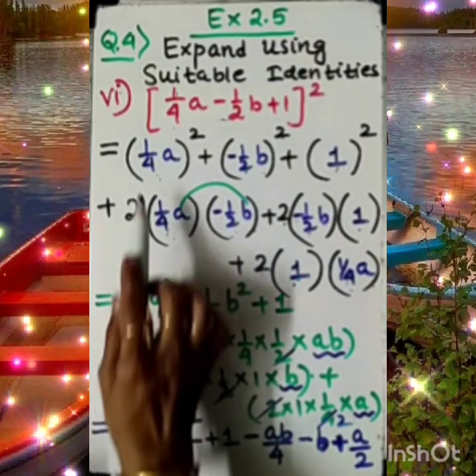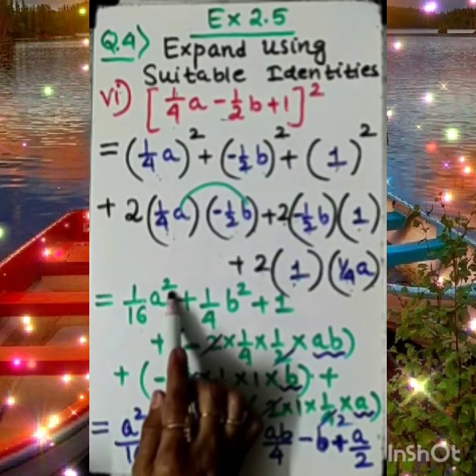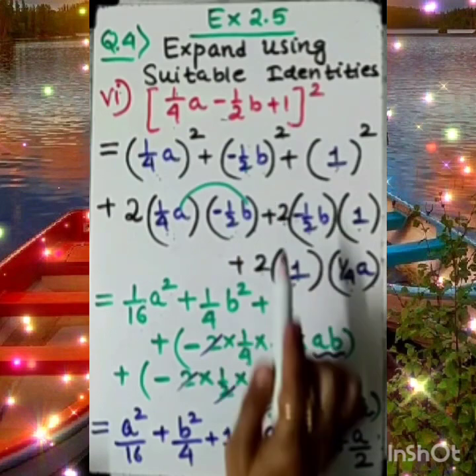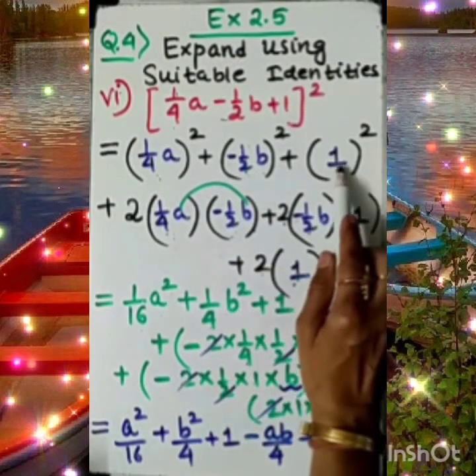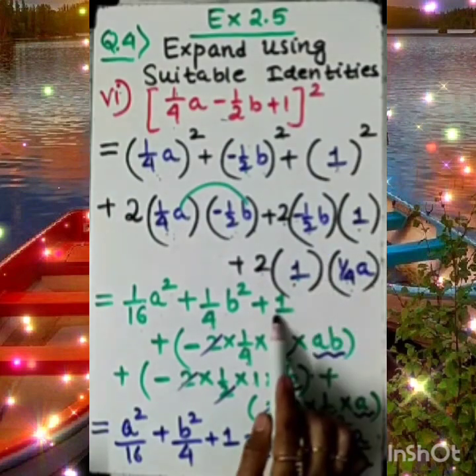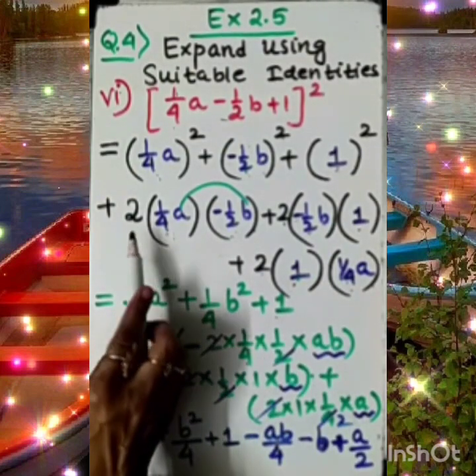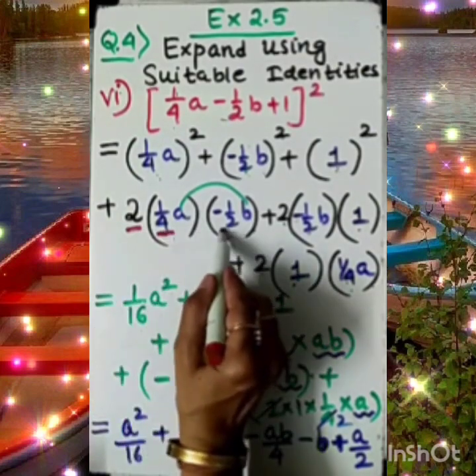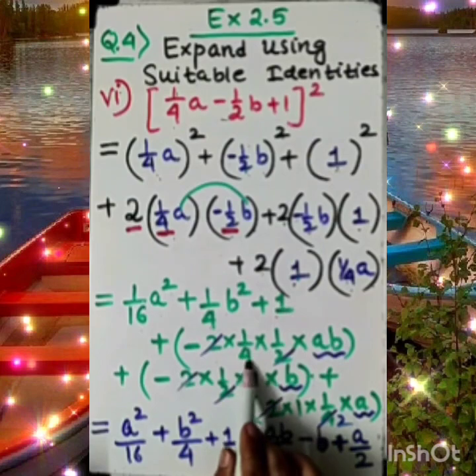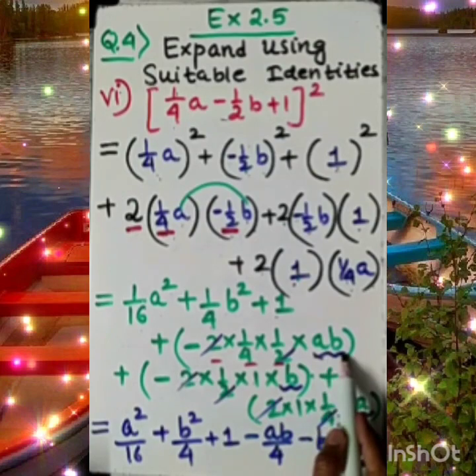Now as we know that the square of 1 by 4 a is 1 by 16 a square. Square of minus 1 by 2 b will be positive 1 by 4 b square, and of course the square of 1 is always 1. Now plus, inside the bracket, which are numerical portions, you can see 2, 1 half, minus 1 half. These three terms I am mentioning here. And a and b, this is variable I am writing here in product.